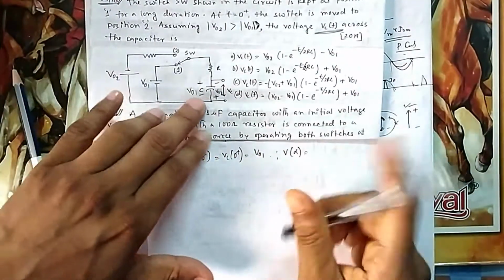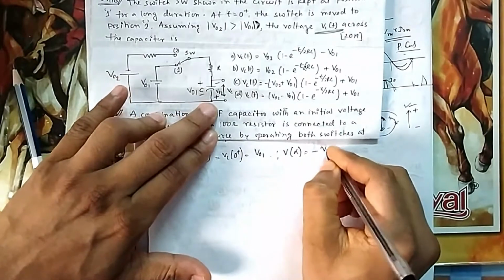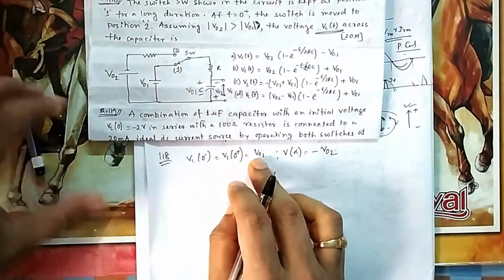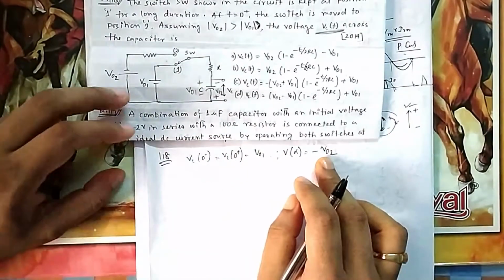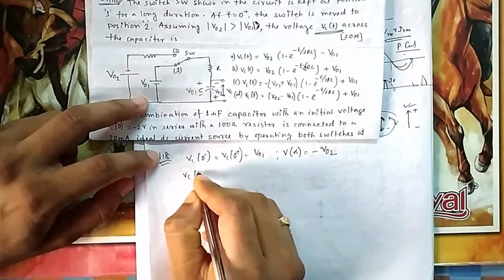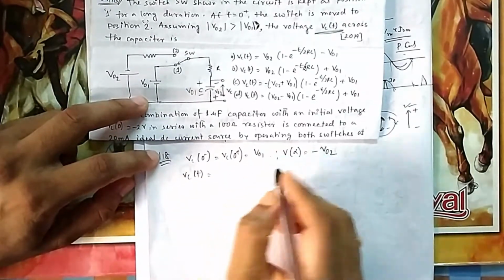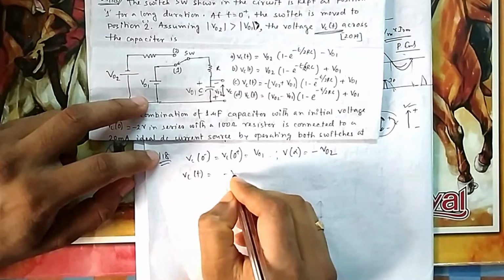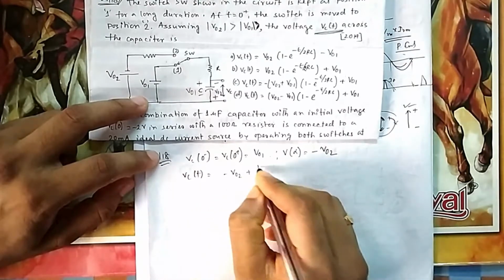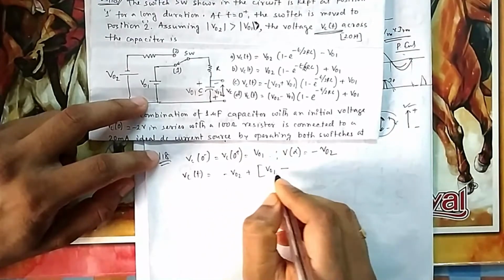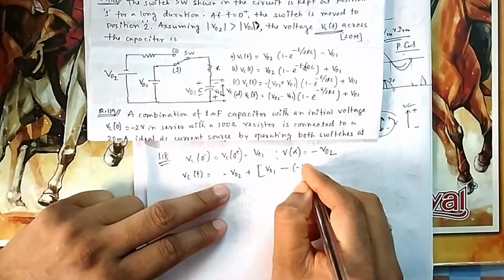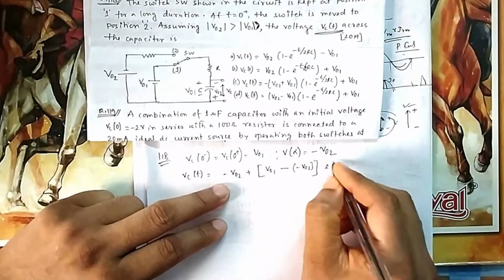So your V infinity will be negative of... why am I giving negative? Because this one I have considered positive, so this will be negative. Now if you know this, what is the formula for VC(t)? It was final plus initial minus final, into e to the power minus t by tau.